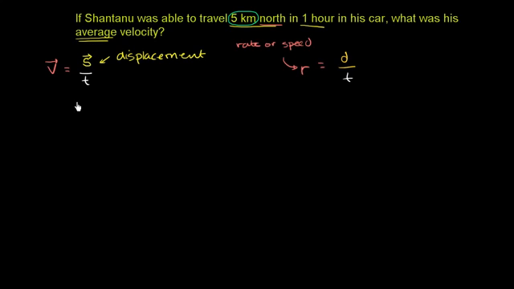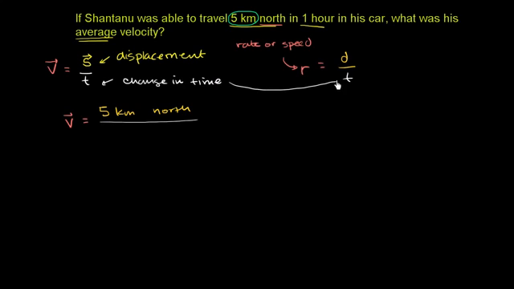So his velocity is, his displacement was 5 kilometers to the north. So the displacement was 5 kilometers. Let me just write it out. 5 kilometers north over the amount of time it took him. And let me make it clear, this is change in time. Sometimes this is also change in time.